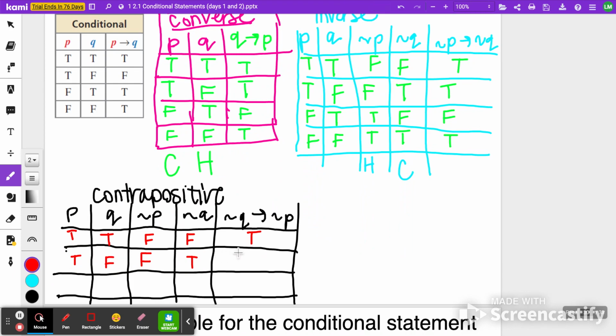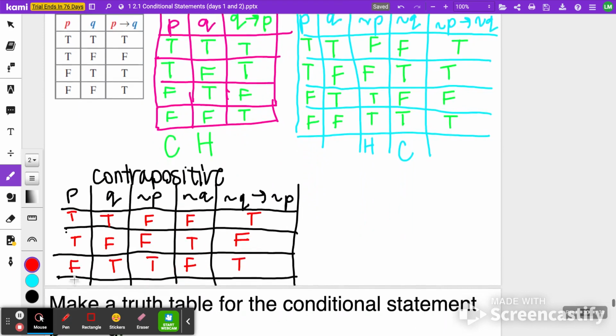That means the entire contrapositive statement would be false. If P is false and Q is true, that means not P is true, not Q is false. The entire statement is true. And squeezing this in right under here, if P is false, Q is false, not P is true, not Q is true. So to get from not Q to not P would be true.